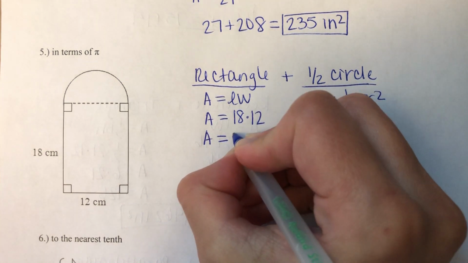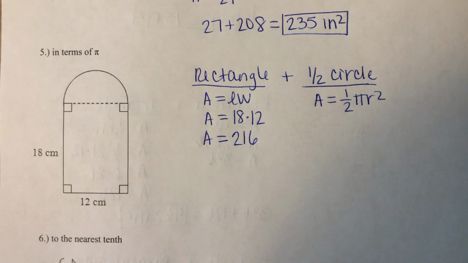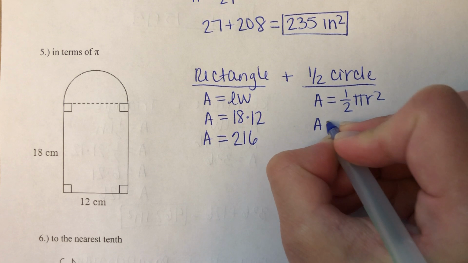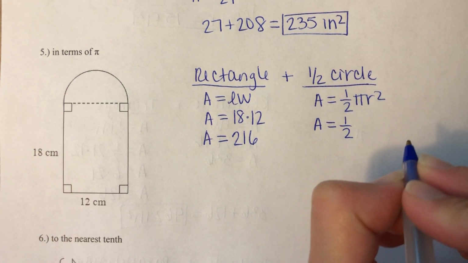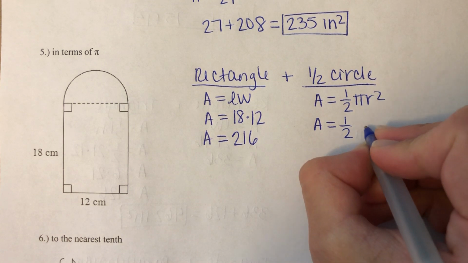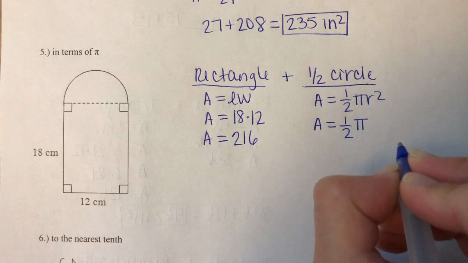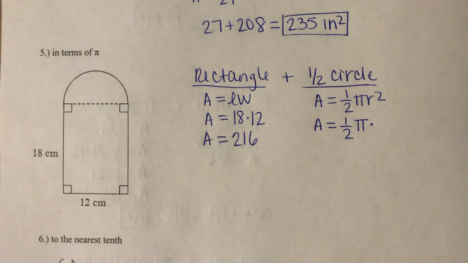And 18 times 12 is 216. All right, onto our circle. I know I need to take half, so I'll keep that half there. Pi is just a symbol for a special number. That pi comes down. Now, the tricky part, finding the radius.